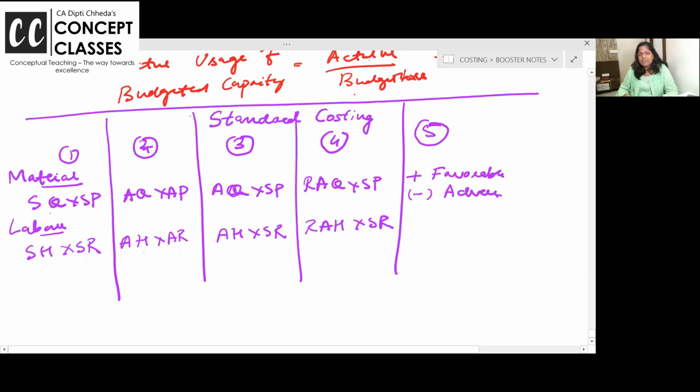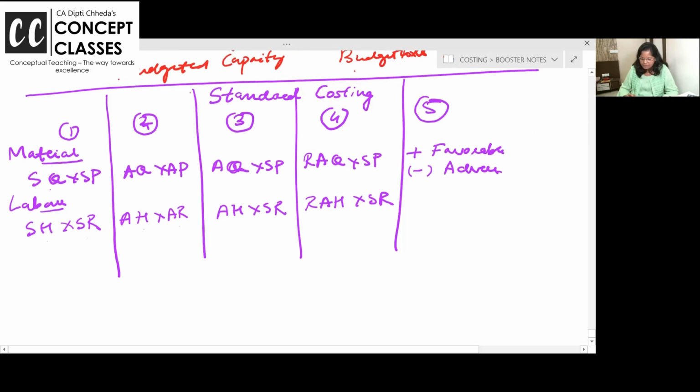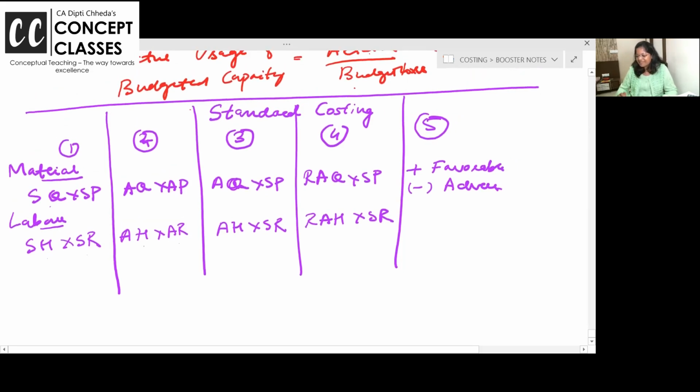Tomorrow after this, we will do material or labor, that is done. After this, we will do sales and profit, and then we'll go to the remaining kind of problems. Ma'am, only this much we learned today. Standard quantity, standard price, actual quantity, actual price, actual quantity, standard price, revised actual quantity, standard price.